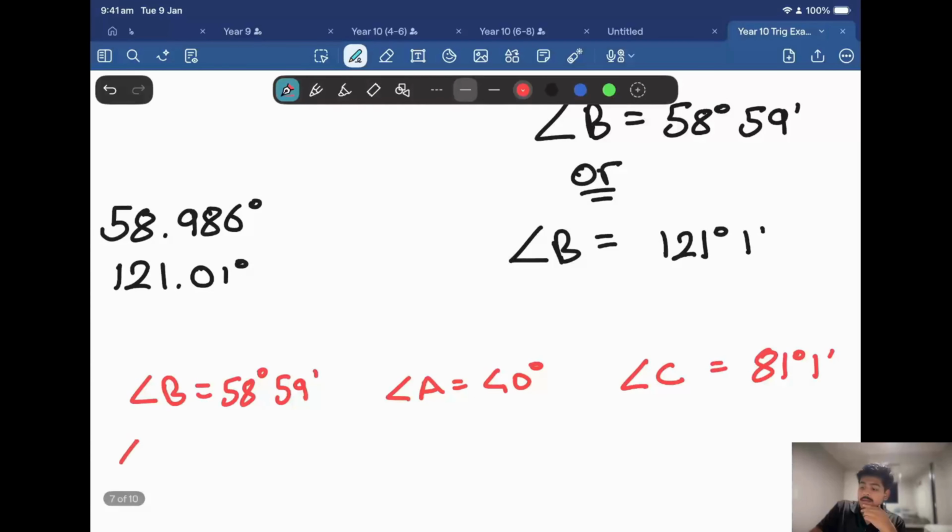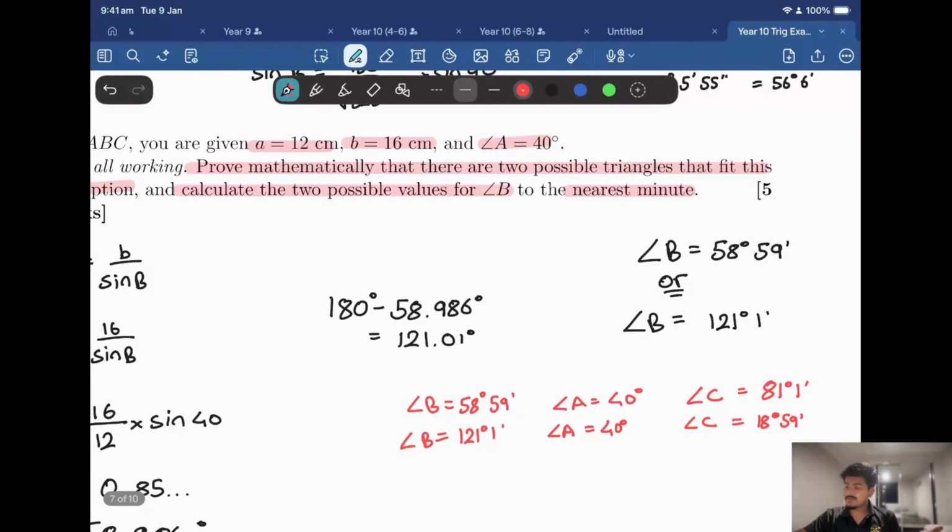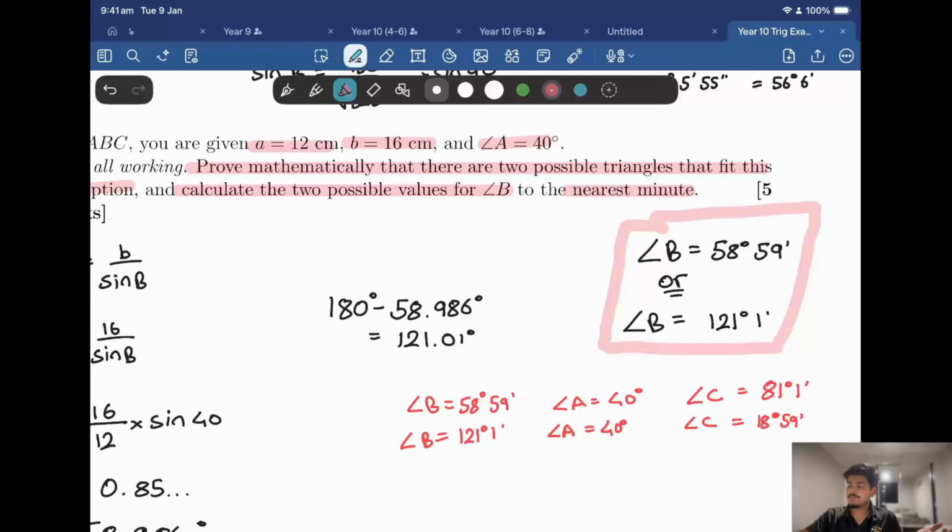Okay. And then my other value of angle B is 121 degrees and 1 minute. Right? 121 degrees and 1 minute. Angle A remains 40 degrees. And angle C, what would that be? Well, I do 121 degrees 1 minute plus 40, and then 180 minus that, so that's 18 degrees and 59 minutes. Are they all valid triangles? Yes, they are. So, yeah, there are two possible angles that fit it. Those two possible angles are these. Okay?